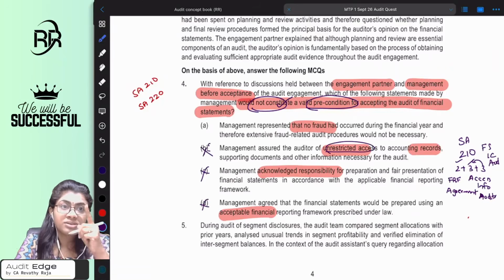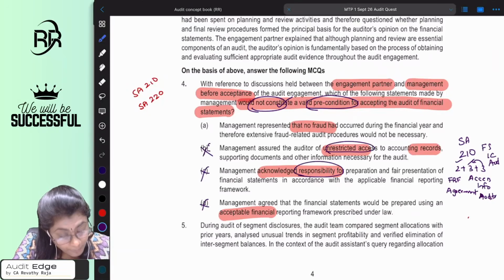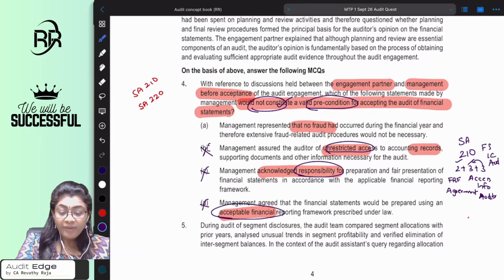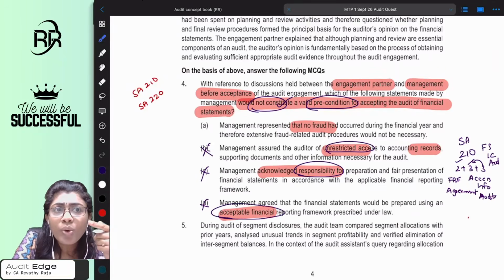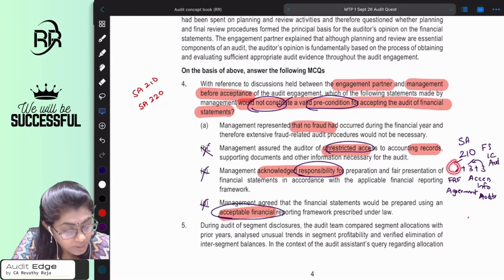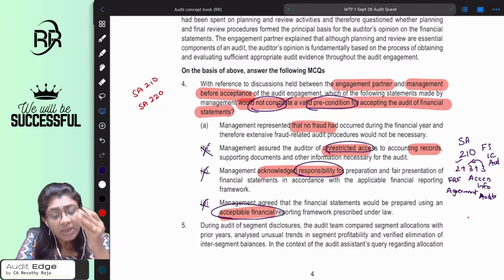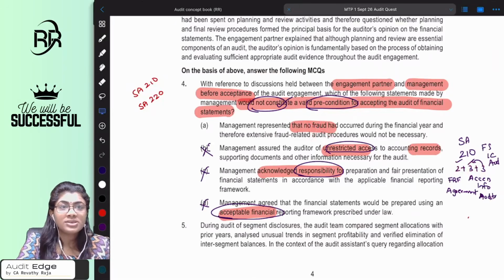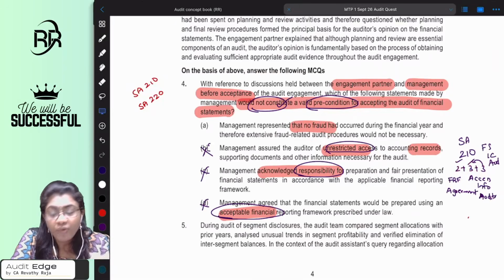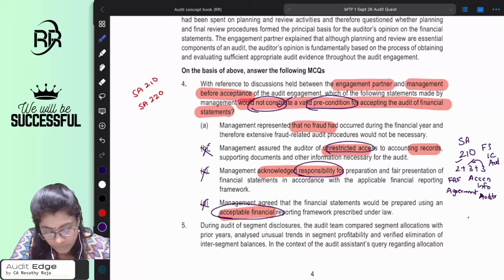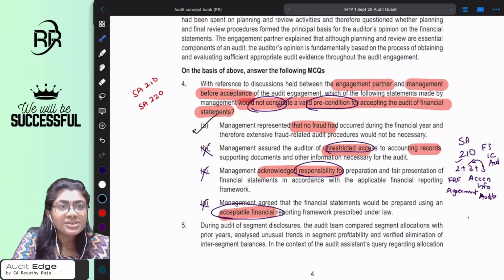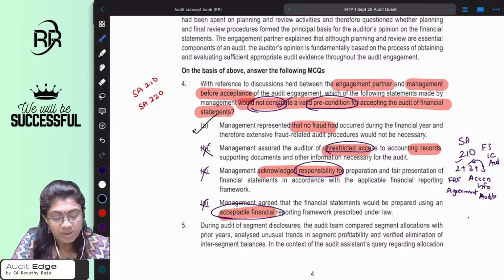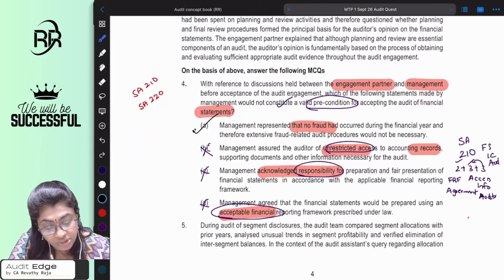Unrestricted access is a precondition. They will prepare FS as per AFRF is a precondition. Then they use the proper FRF is also a precondition. However, in this 2 plus 3 plus 3, there is no such precondition as no fraud has occurred. They won't give like that. So the answer is, which one? Answer is yes, 4. Fourth one is option A. See, they ask which is not a precondition. They ask which is not.